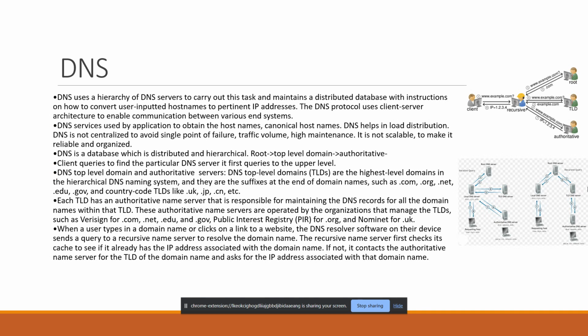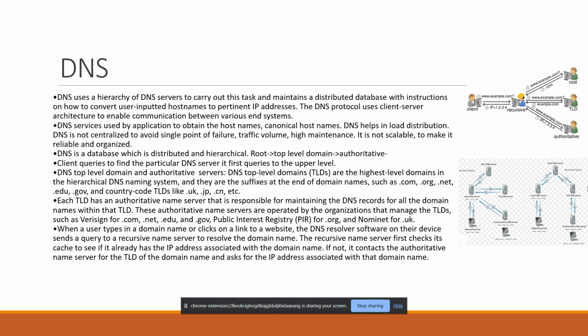The DNS protocol uses client-server architecture to enable communication between various end systems. DNS servers are used by applications to obtain the hostname and canonical hostname. DNS helps in load distribution and is not centralized, to avoid a single point of failure, heavy traffic volume, or high maintenance. It is scalable so that it can be reliable and organized. DNS is a database which is distributed and hierarchical. So the order is root, top level domain, and authoritative.